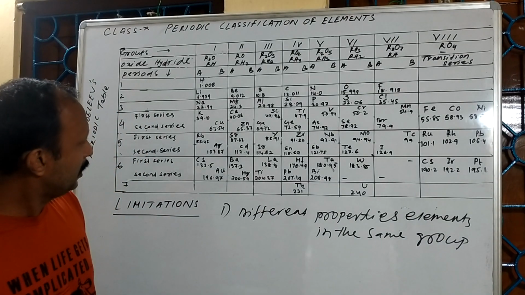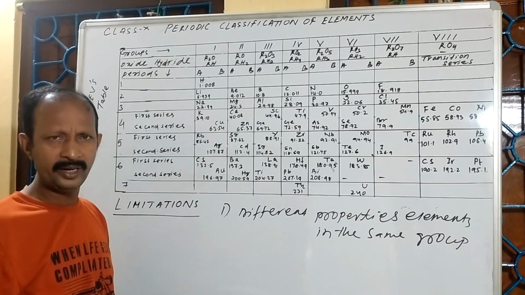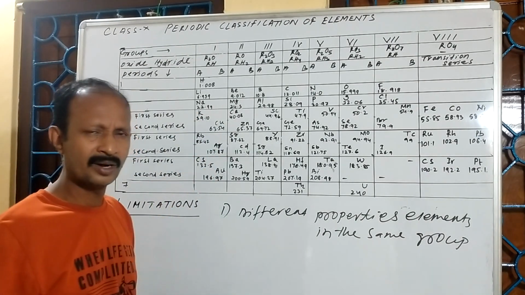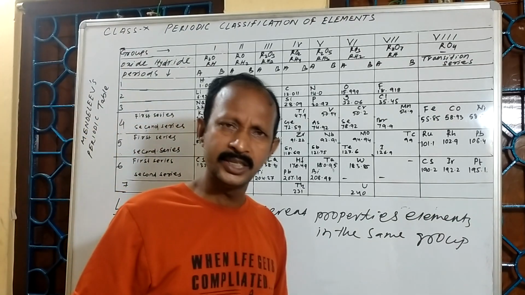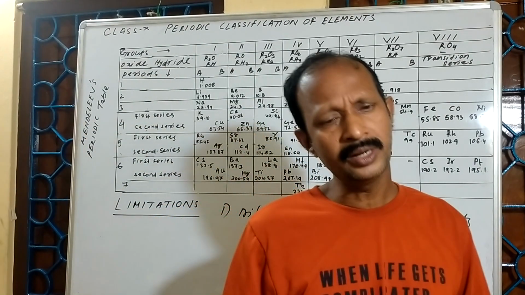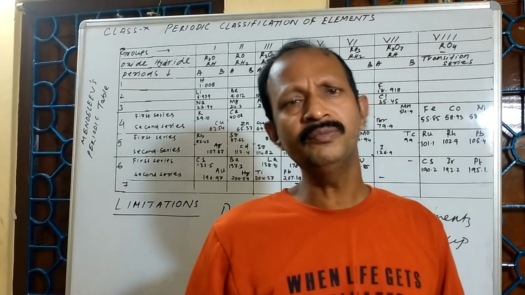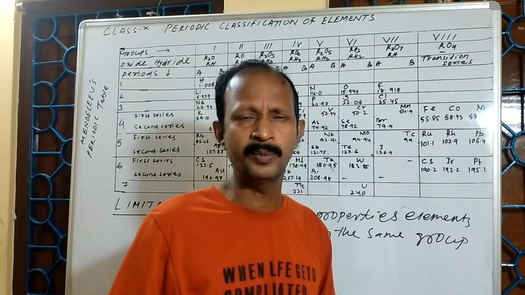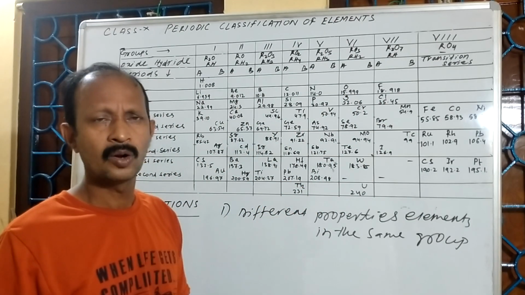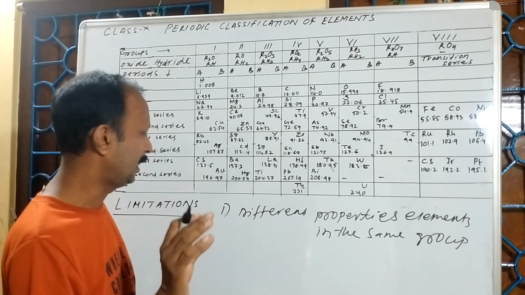Next one. I said coinage metals. Coinage metals means copper, silver, gold. These elements in earlier days we were using for coins. For that purpose they are called coinage metals.